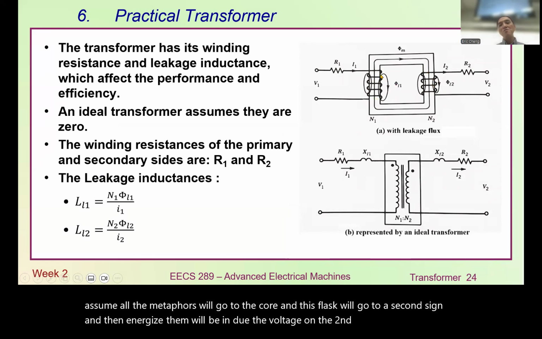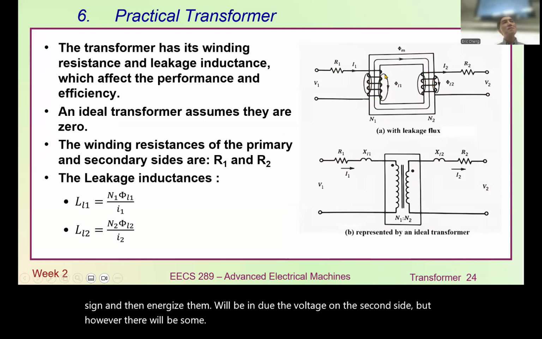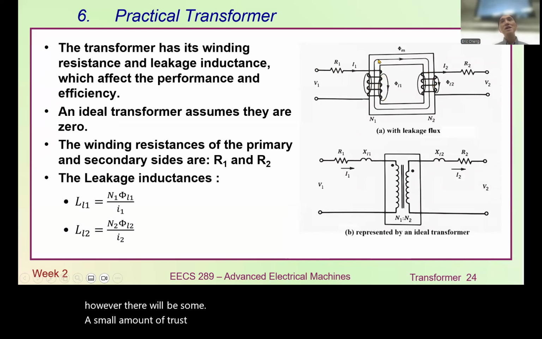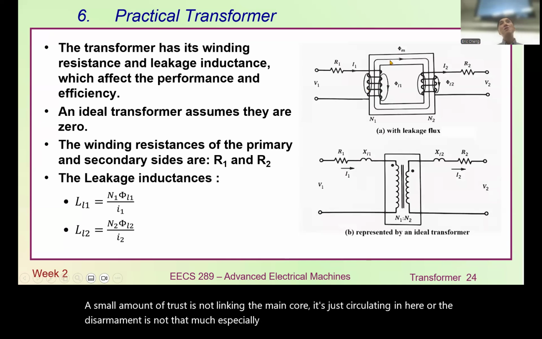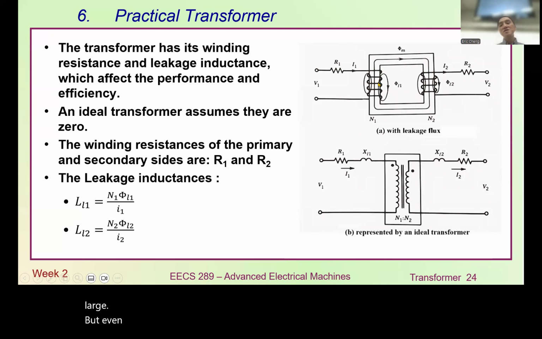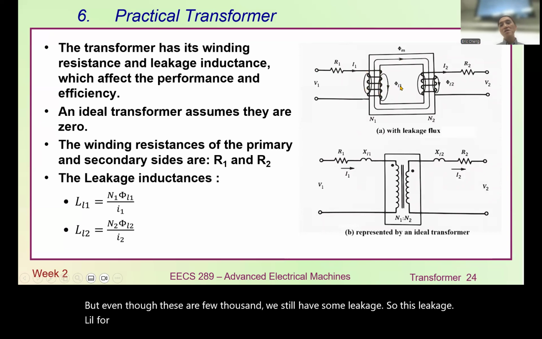However, there will be some small amount of flux that is not linking the main core. It's just circulating in here. This amount is not that much, especially when the μR for the core is really large. But even though it is a few thousand, we still have some leakage. So this is the leakage flux, φL1 for the primary, and L2 for the secondary side. This flux linkage divided per unit current will become our leakage inductance.